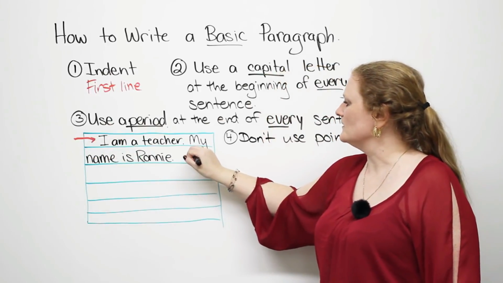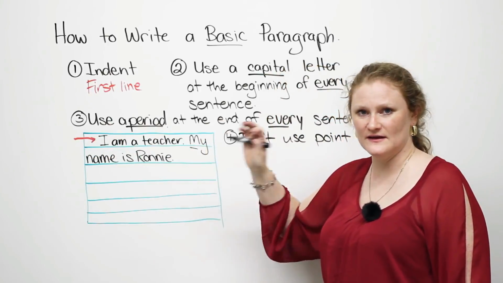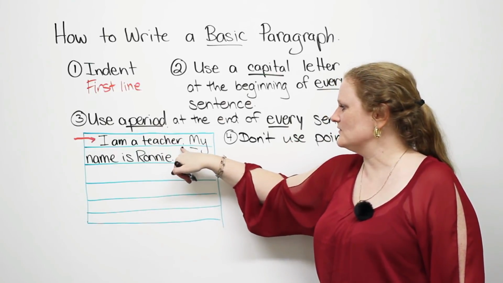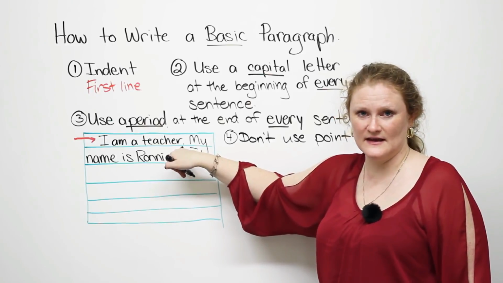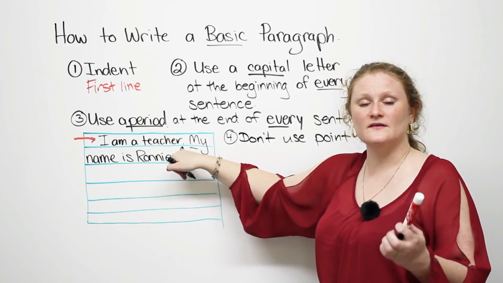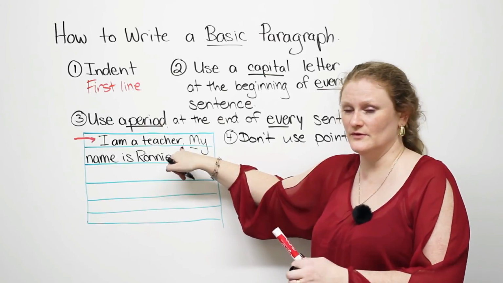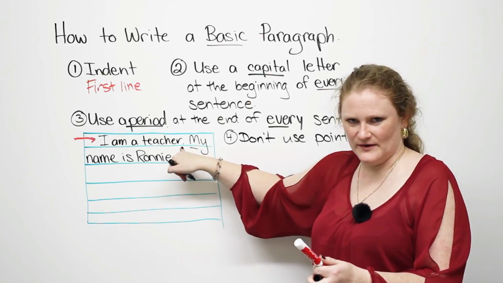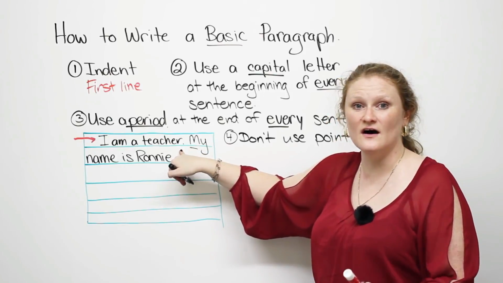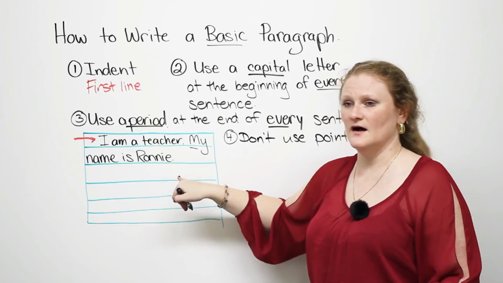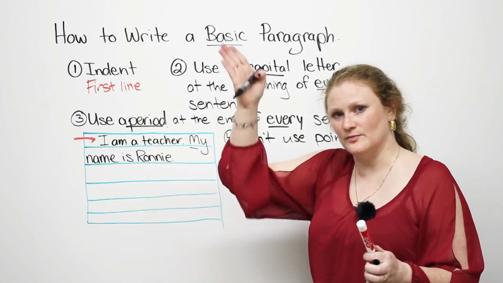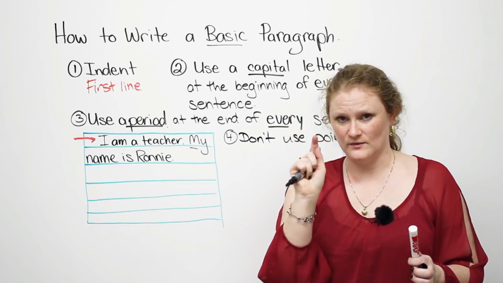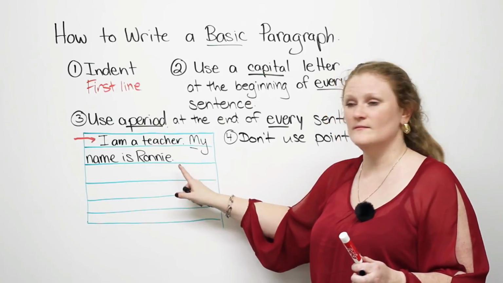So, what I've done, rule number 1, indent. Rule number 2, you have to use a capital letter at the beginning of every new sentence. Rule number 3, you're going to use a period at the end of each sentence so that the person reading your beautiful paragraph knows when to stop and take a break. For example, if I did not have a period here, I'd say, I'm a teacher, my name is Ronnie. You need to break up your ideas. So one sentence has one thought and one period. I'm a teacher, my name is Ronnie.